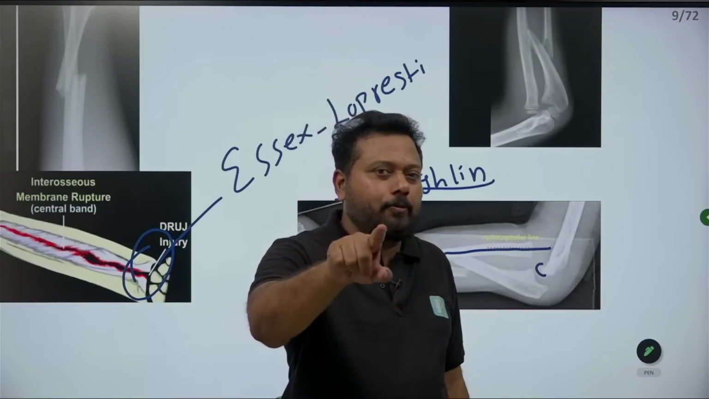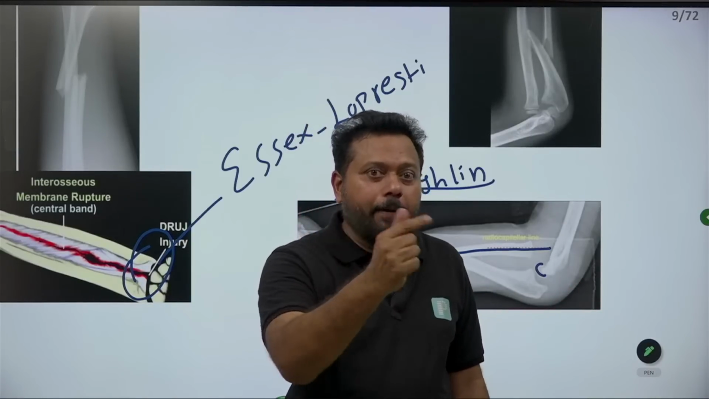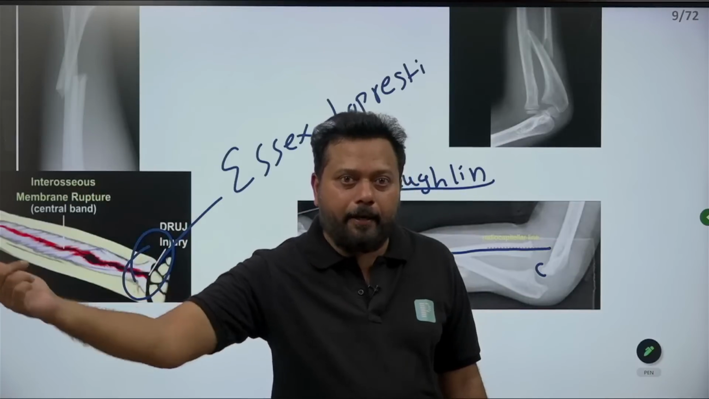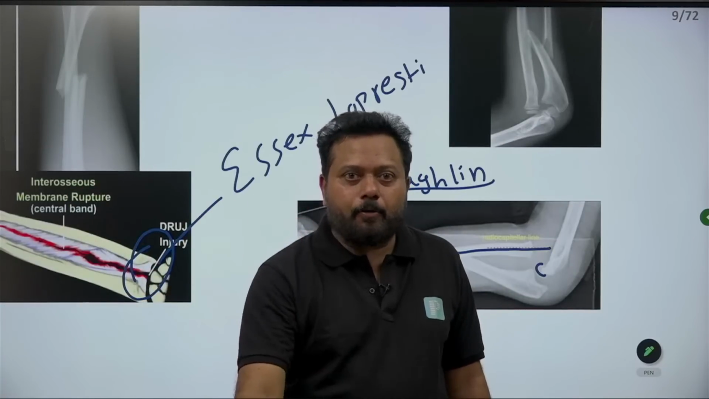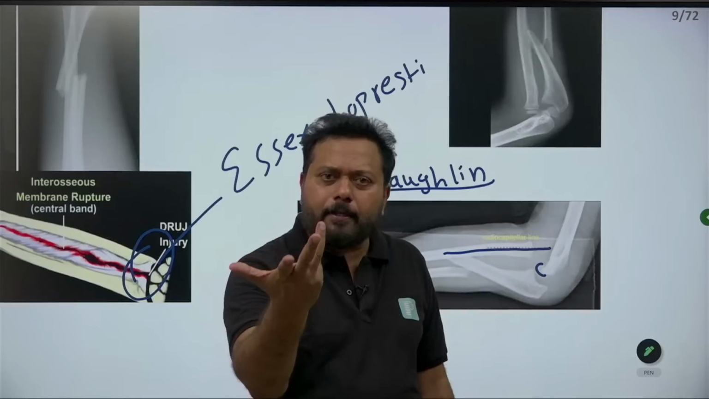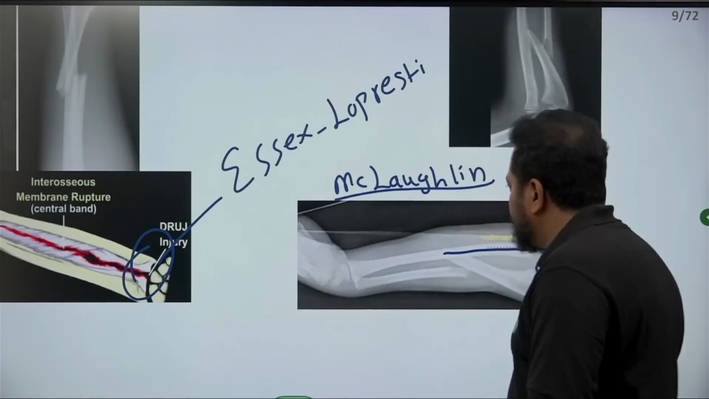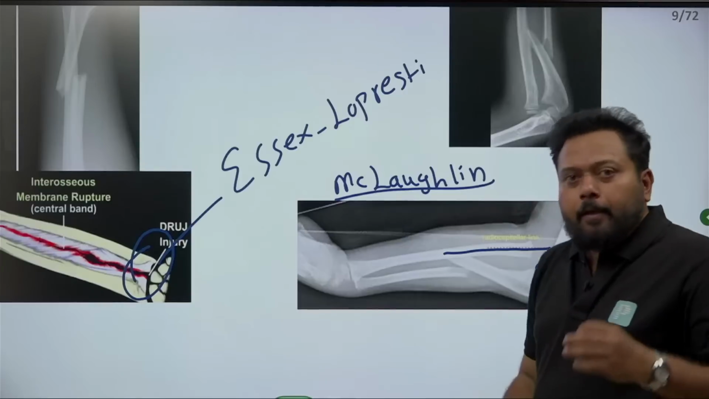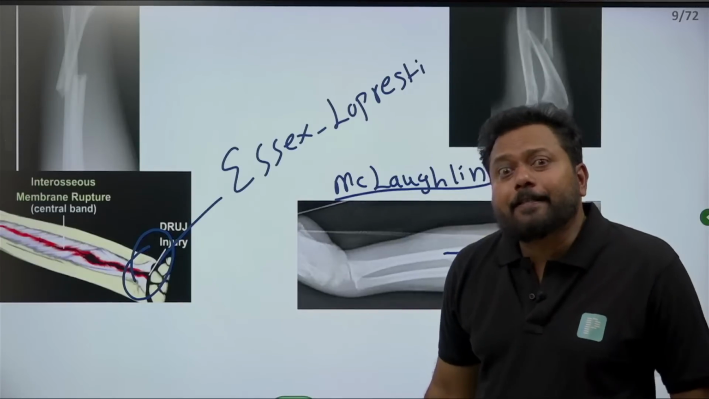So how will they ask you this as an MCQ in NEET? McLaughlin's line is significant in Galeazzi, Monteggia, Essex-Lopresti, or some other fracture they will give. So the answer is Monteggia. And I told you one important thing. Galeazzi fracture is called fracture of necessity.